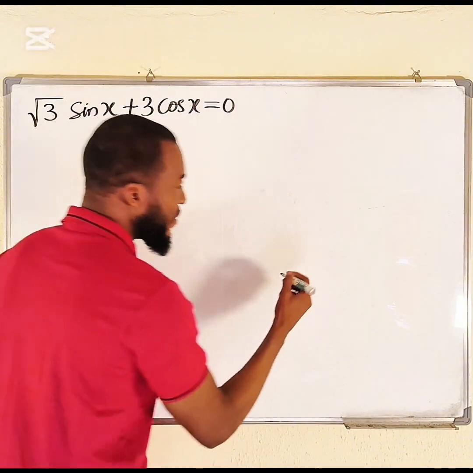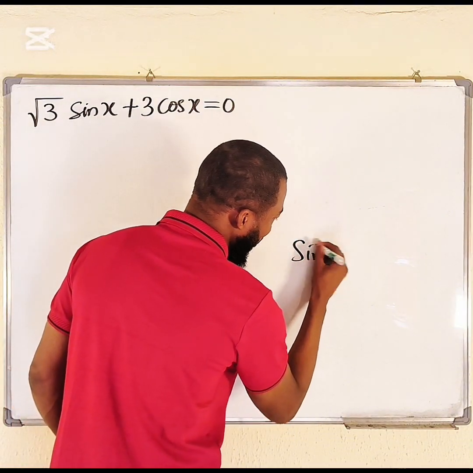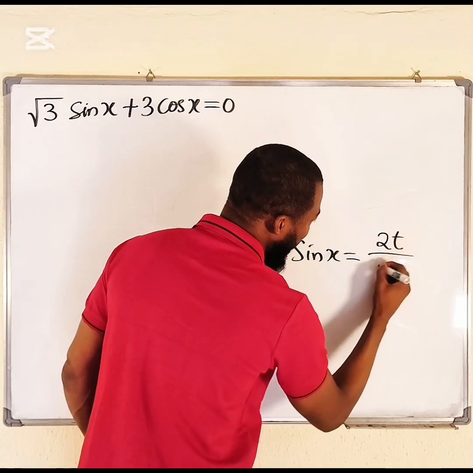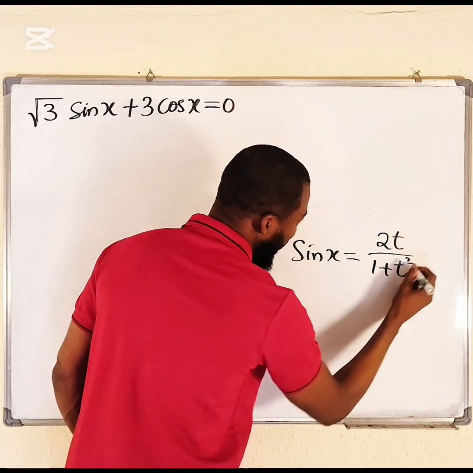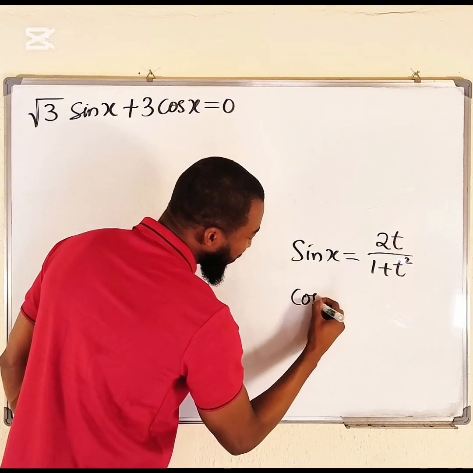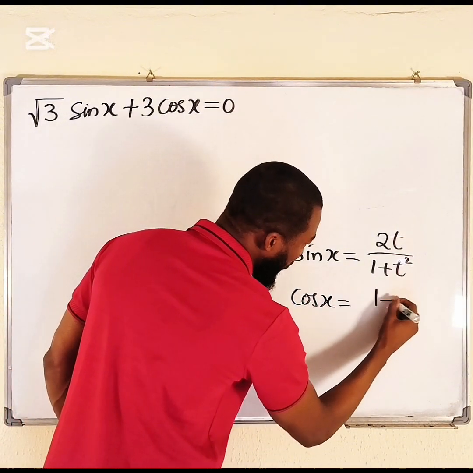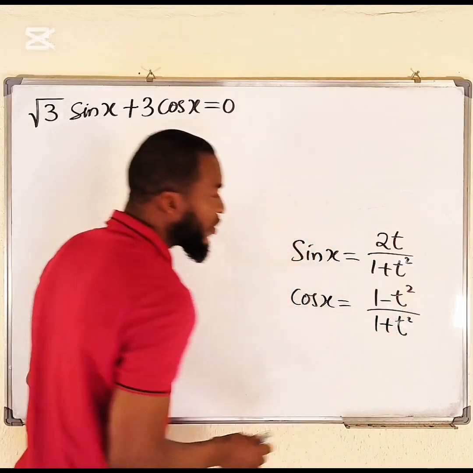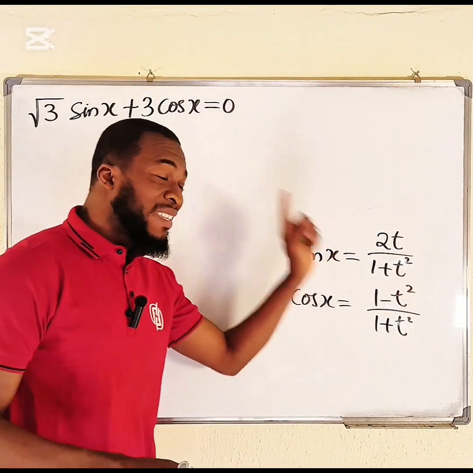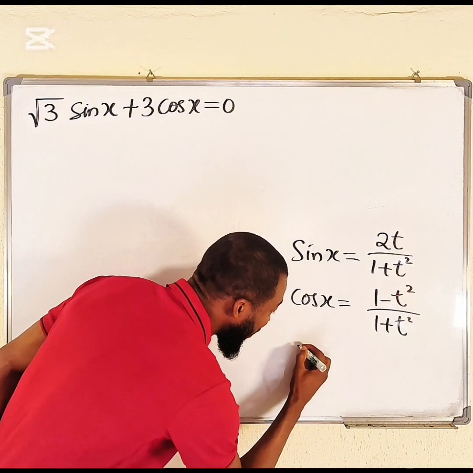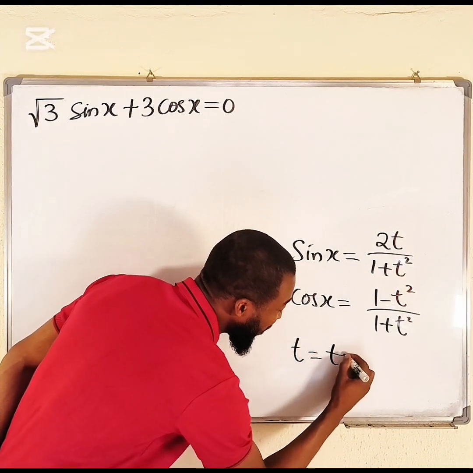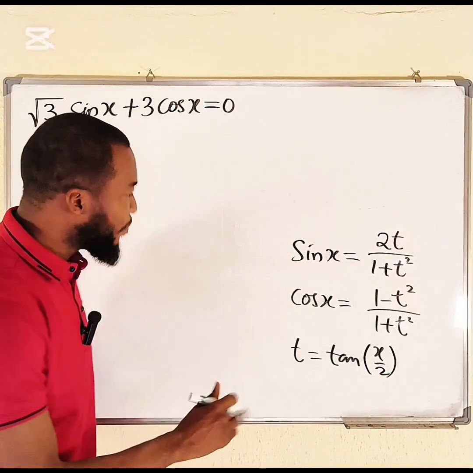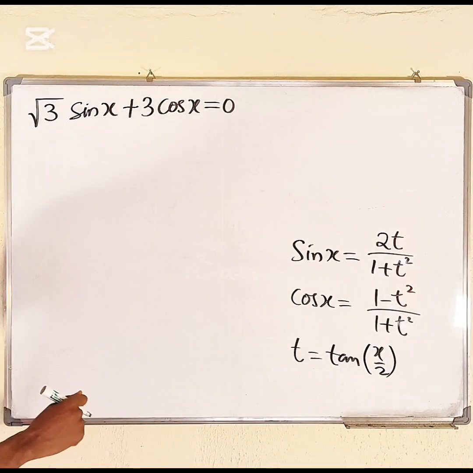What you should remember is if you have sine x, you can confidently replace it with 2t divided by 1 plus t squared. And if it is cosine x, you can replace it with 1 minus t squared divided by 1 plus t squared. Then you solve the equation in terms of t. Then in the end, you should know that t is equal to tan of x divided by 2. This is what you should know. All right, let's get started.